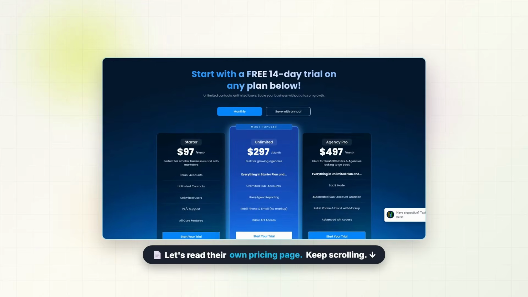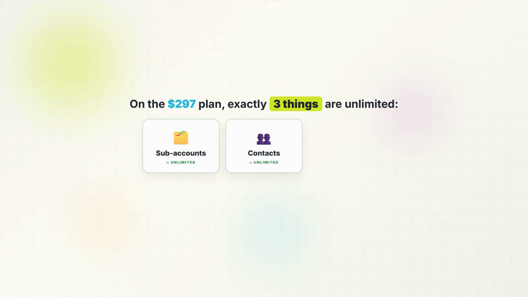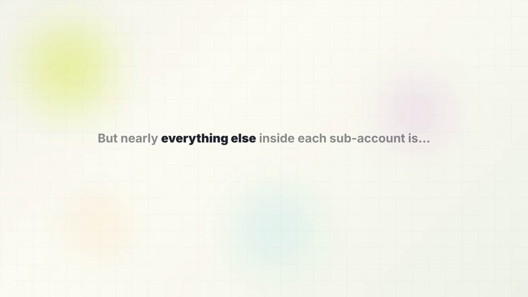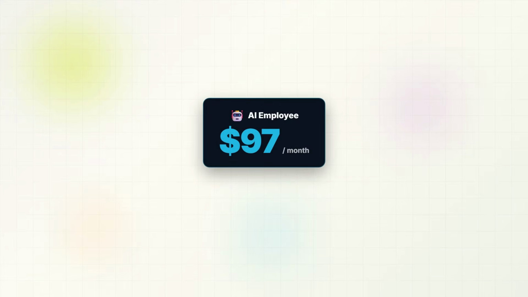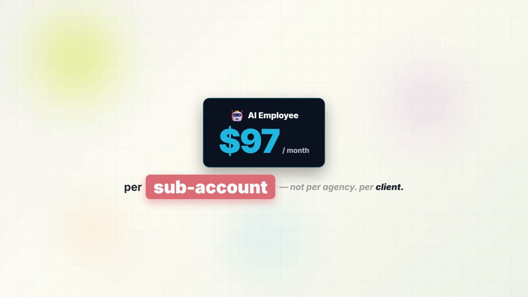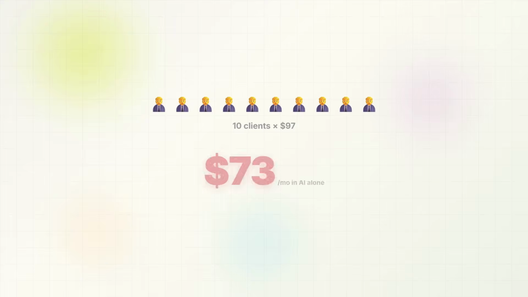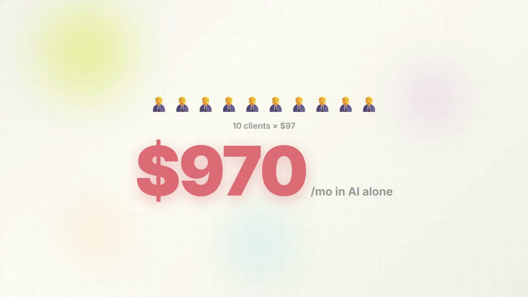Start with unlimited. On the $297 plan, 3 things are unlimited: sub-accounts, contacts, and users. That's it. But nearly everything you actually do inside each sub-account is metered. AI employee, $97 a month per sub-account, not per agency. Got 10 clients? That's $970 a month in AI fees alone.